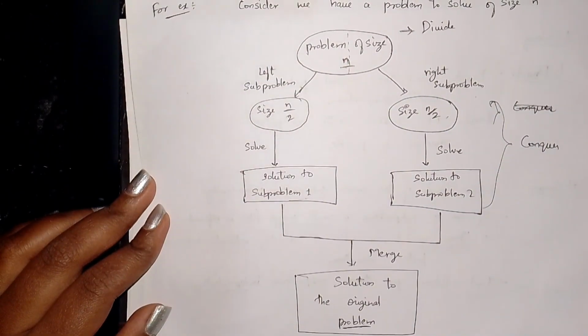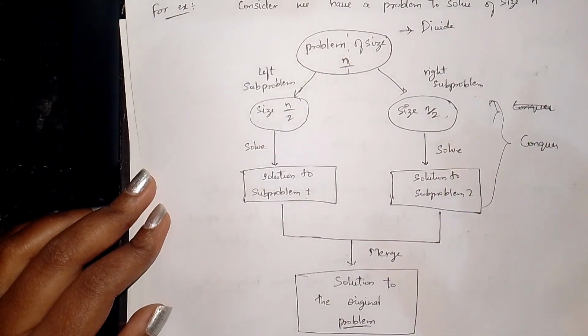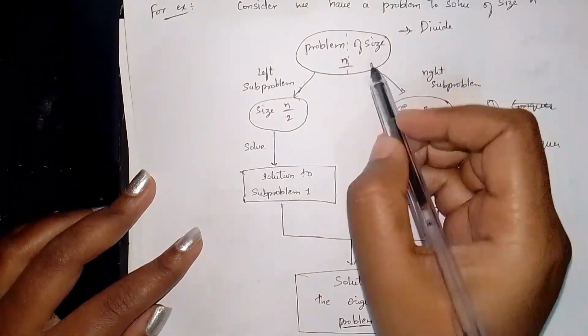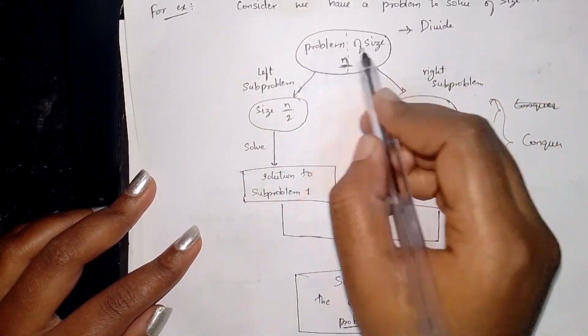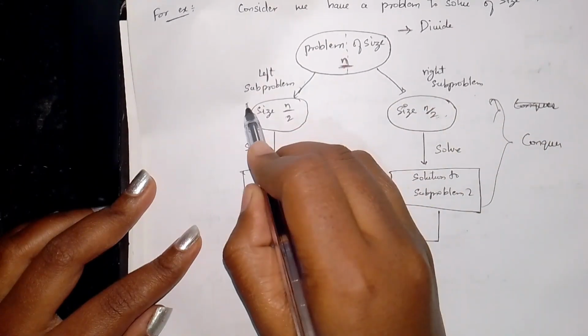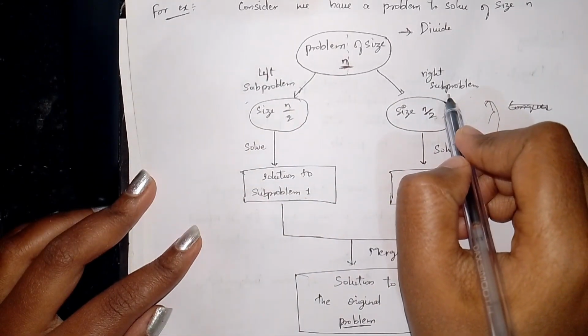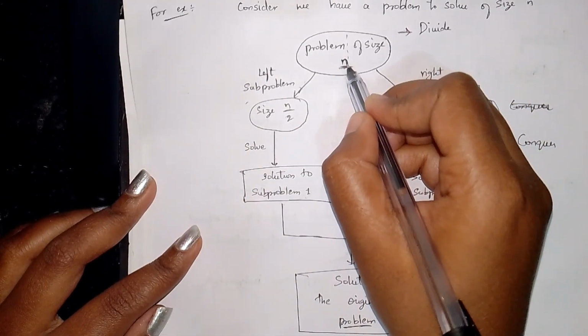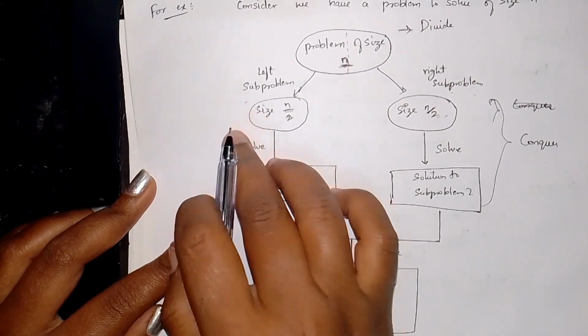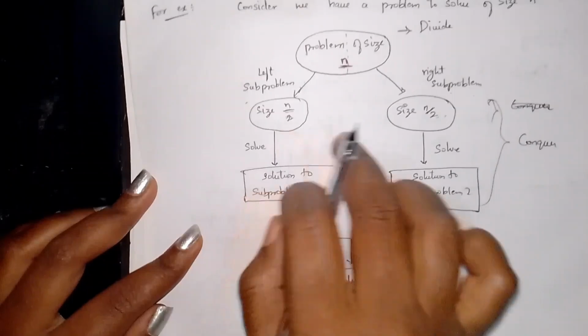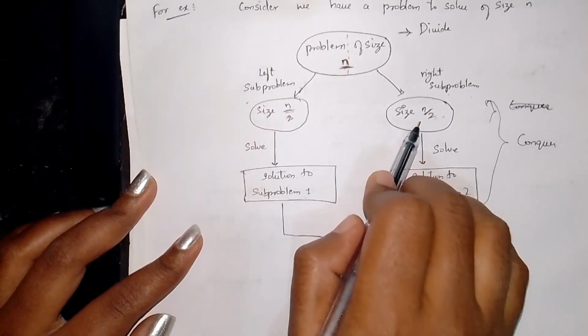Let us understand it more clearly by taking this flow chart. Here we have taken a problem of size n, and we are dividing this problem into two halves, that is, a left subproblem and a right subproblem. If we divide the problem of size n, we get subproblems of size n by 2. You can see here we have two subproblems, each of size n by 2.